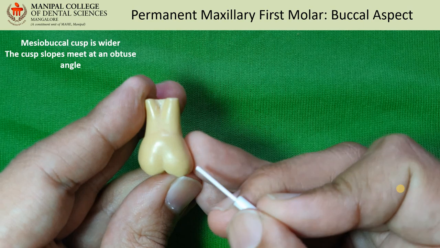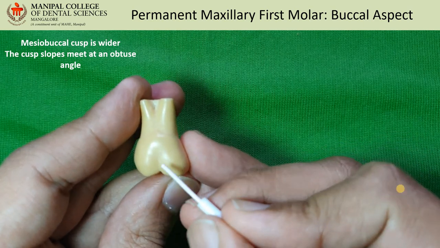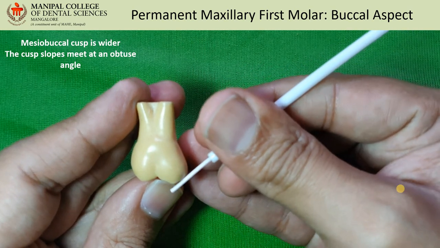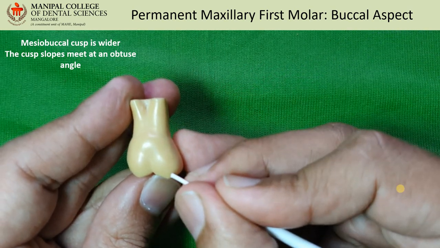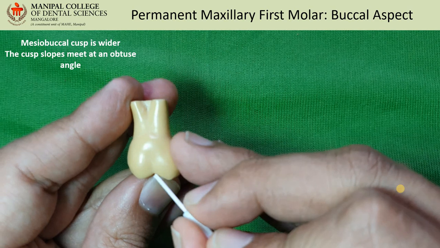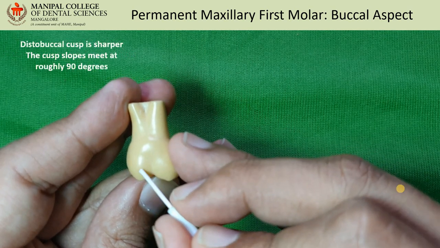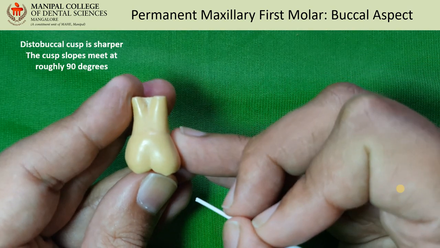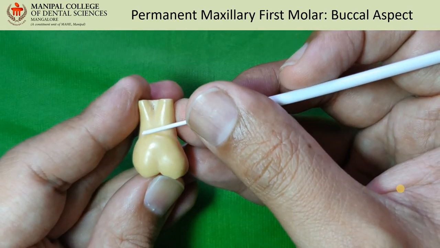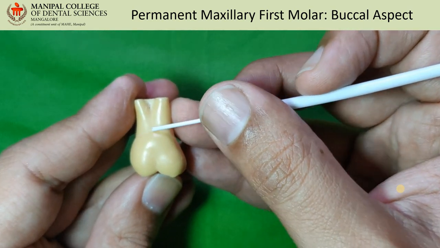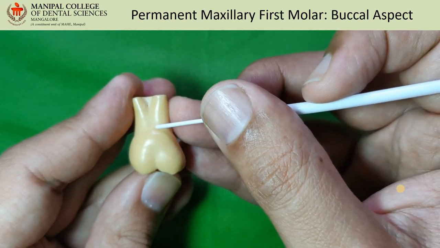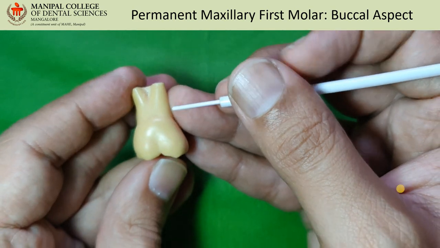The mesiobuccal cusp is the wider of the two. The mesiobuccal cusp has two slopes. The distal slope and the mesial slope meet at an obtuse angle. The mesial slope and distal slope of the distobuccal cusp meet at 90 degrees, making this cusp a little more sharper. The cervical line is prominent. It doesn't form a typical curve. However, it may sometimes dip towards the cervical portion.